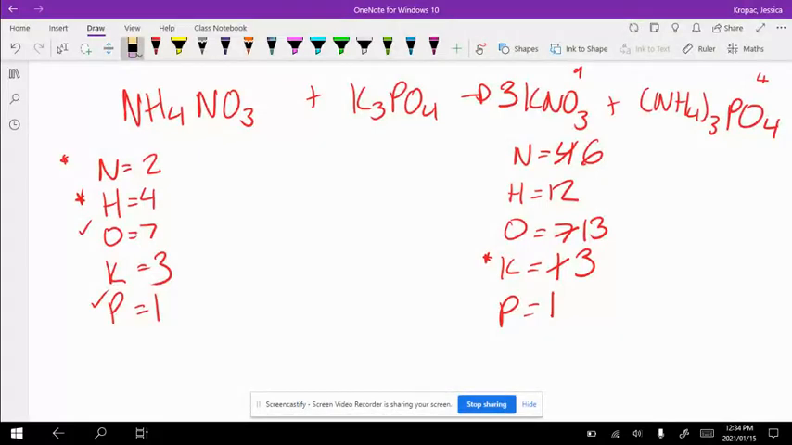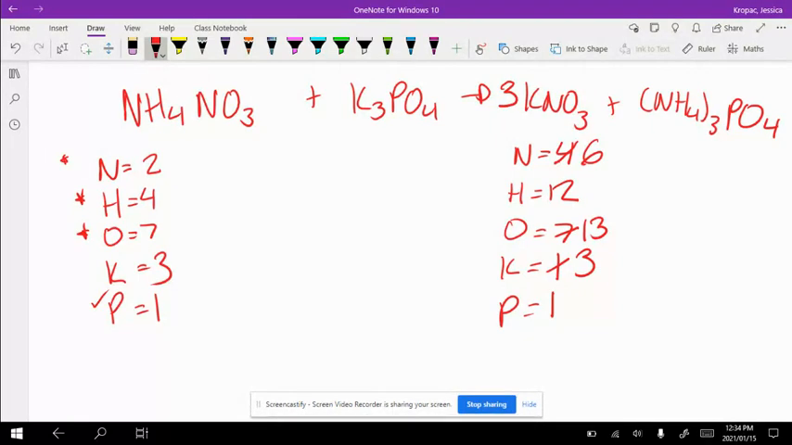So I've now got 6 nitrogens, I've got 12, is that right? I have 12, yes, I have 12 hydrogens, I have 13 oxygens, 3 potassiums, and I have 1 phosphorus. So we've fixed our phosphorus, but our nitrogens, our hydrogens are still not equal, and now our oxygen is also not equal. So we want to look at fixing those.